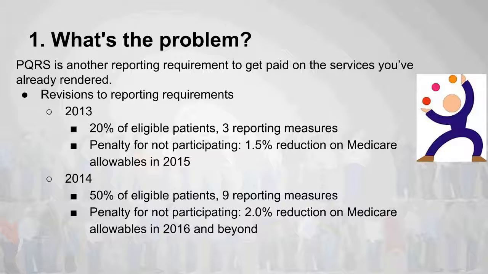So for 2014, the rules have changed. So now we go from 20% of your eligible patients to now having to report on 50% of your eligible patients. I know most of you out there are going, well, what's an eligible patient? Is that all my Medicare patients? And we're going to get into that. And 9 reporting measures. Well, what if I don't have 9 reporting measures? What if I only have 3? Will I still be penalized? And we're going to get into that as well.